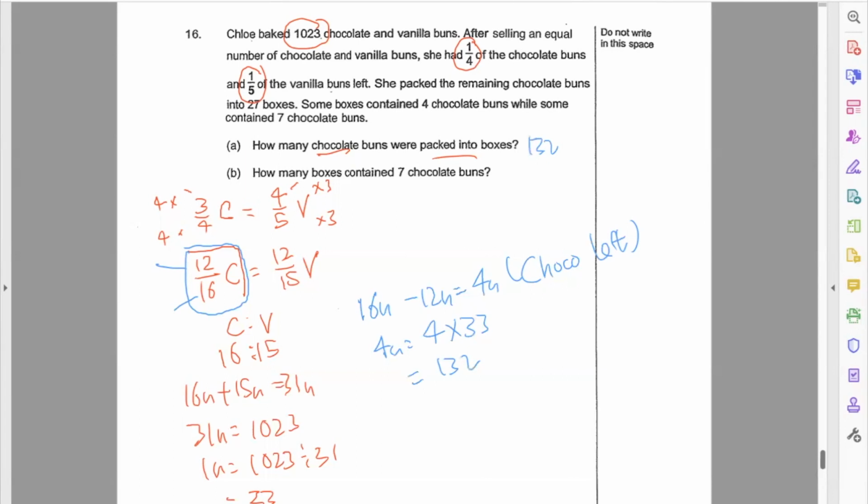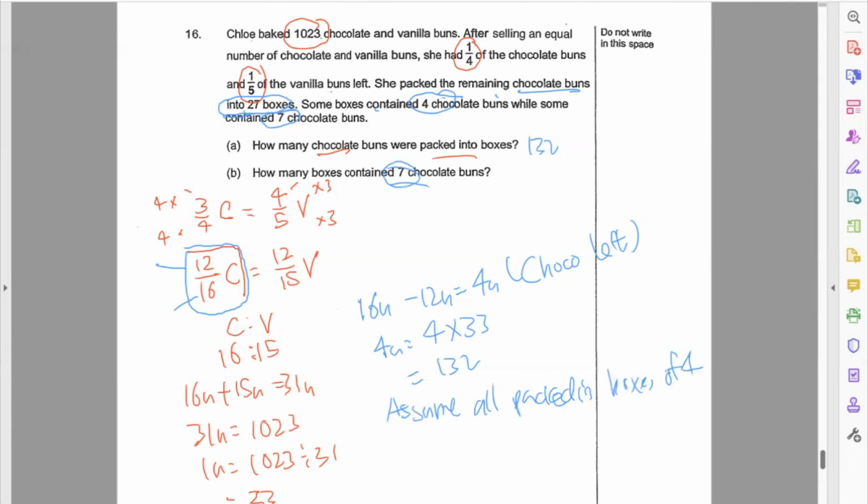How many boxes contain 7 chocolate buns? This is actually a supposition question. You read carefully: the remaining chocolate buns were packed into 27 boxes. Some of these are in boxes of 4, some of these are boxes of 7. So the question is, how many are packed in boxes of 7? To do that, we shall assume all are packed in boxes of 4.